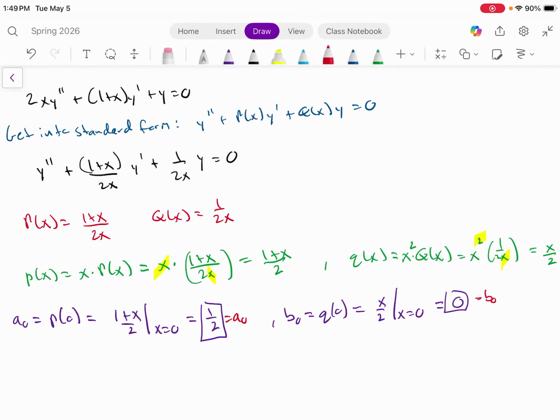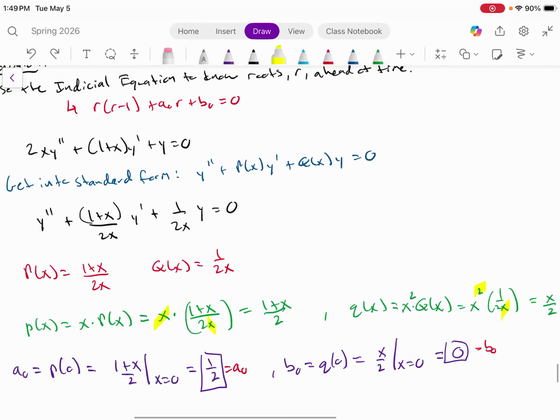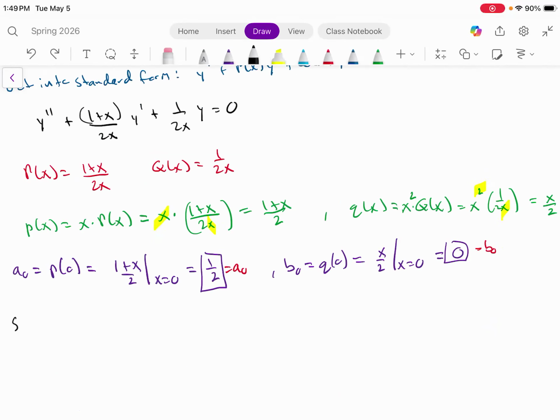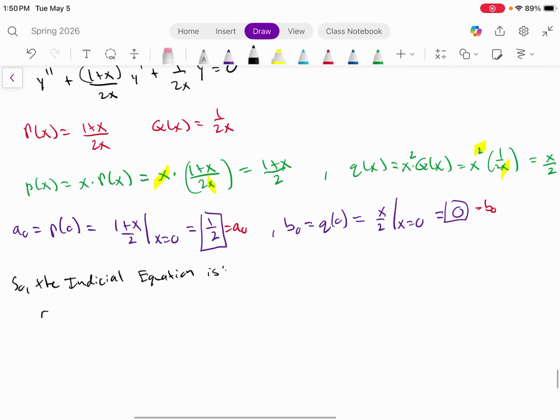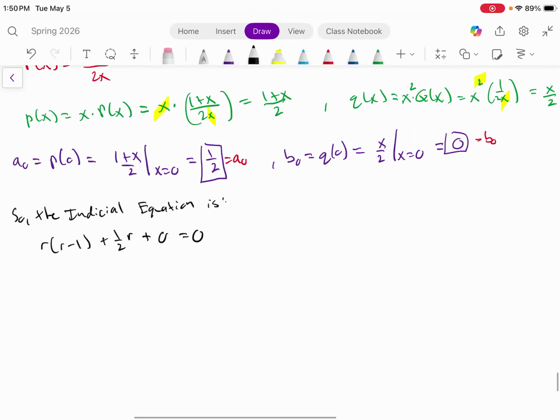Okay, so I have a naught, I have b naught. I can use my indicial equation and figure out what my roots are going to be. So the indicial equation is going to be r times (r minus 1) plus a naught, which is 1/2 r, plus b naught, which is just 0, equals 0. So now let's just go ahead and solve for r. Distributing the r's becomes r squared minus r plus 1/2 r equals 0.